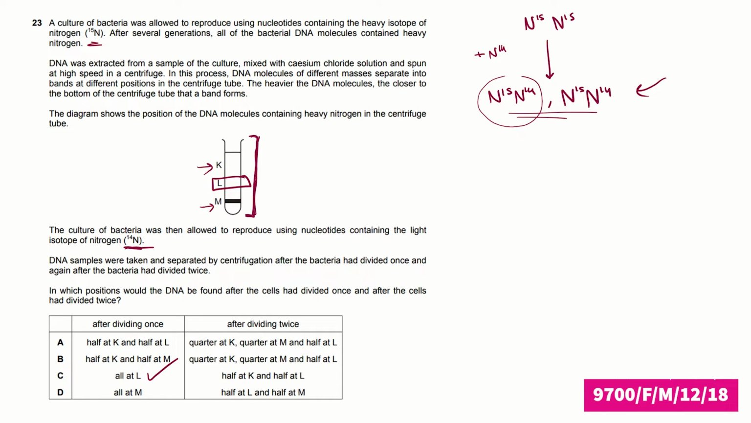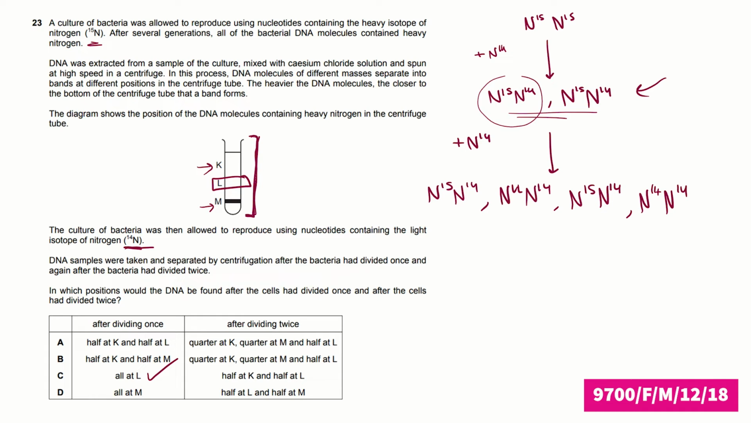Now, after dividing twice, let's divide again. Therefore, we keep adding nitrogen-14. Now we have N15, N14, N14, N14, N15, N14, and N14, N14.